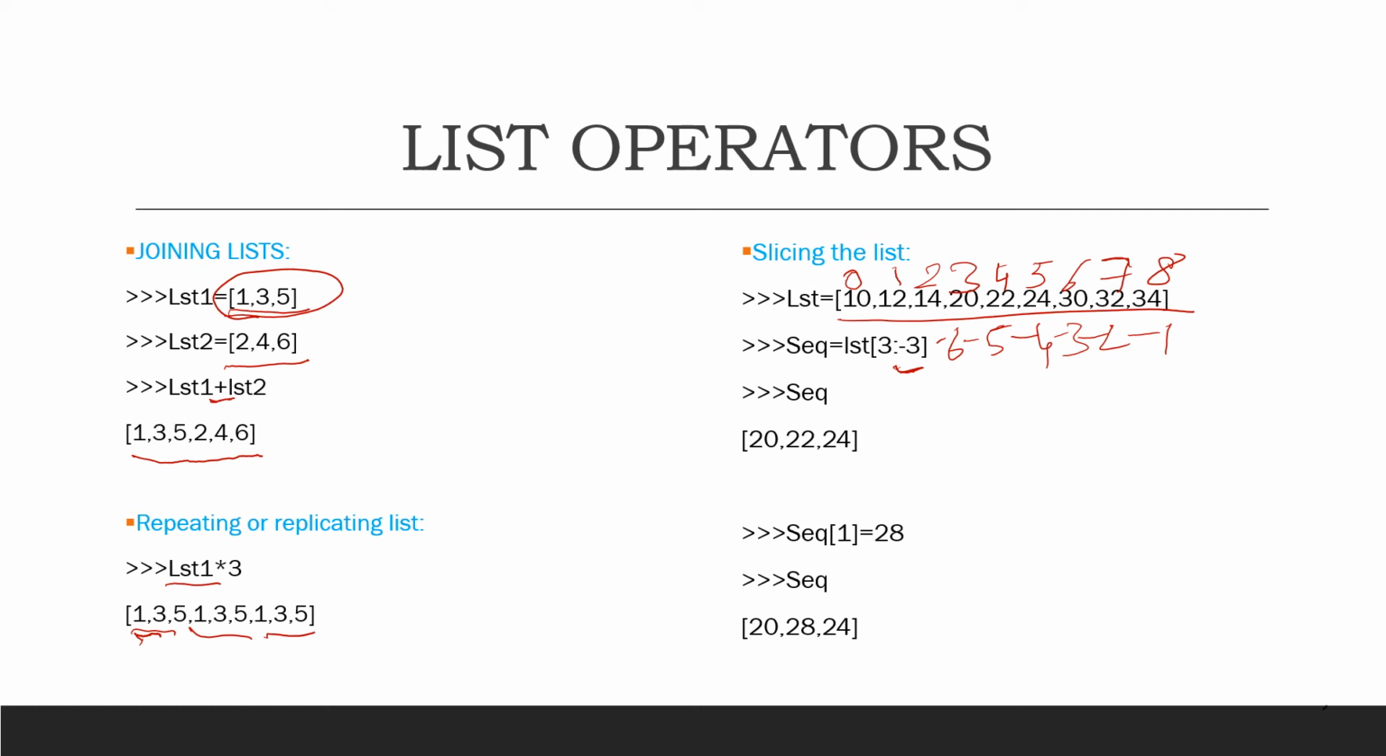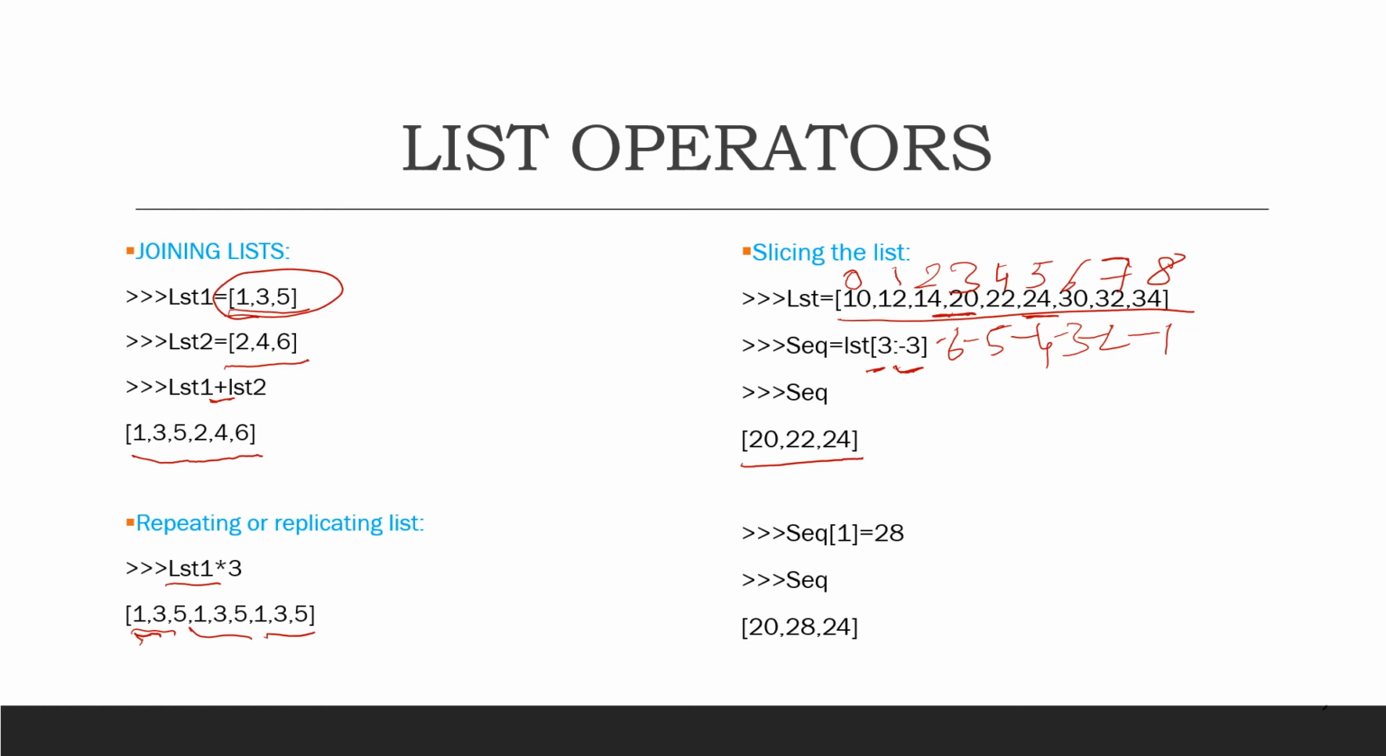Here the first value, the lower limit, is 3. So 3 is nothing but 20. And minus 3 from here is minus 3 minus 1, so it's minus 4. The minus 4 value over here is 24. That's how we got 20, 22, 24 as the answer.